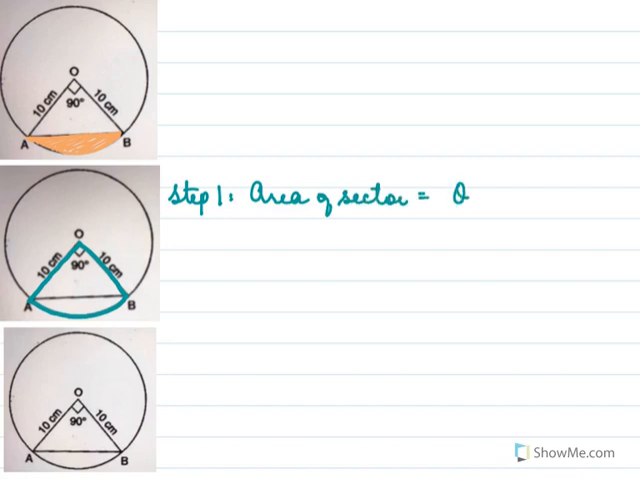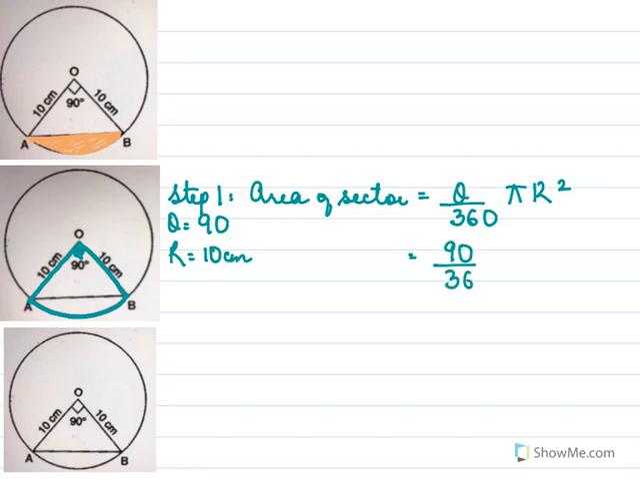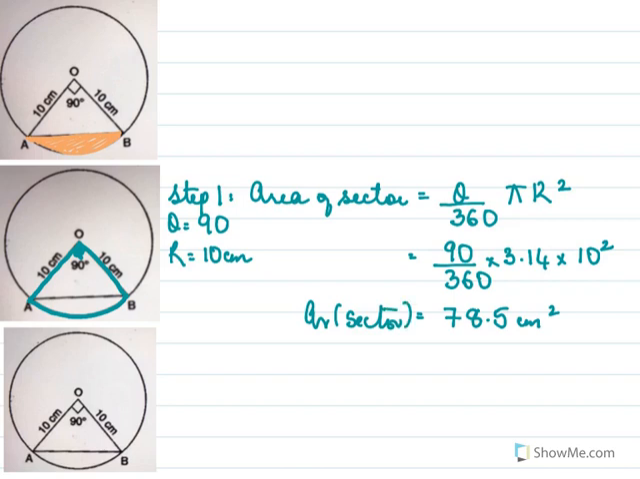And you know the area of the sector formula, theta over 360 pi r square. In this case, the theta is 90 and the r is 10 centimeter. So we'll put your values here, 90 over 360. The pi is given as 3.14, r square 10 square. And this area of the sector works out as 78.5 centimeter square. This is the area of the sector.